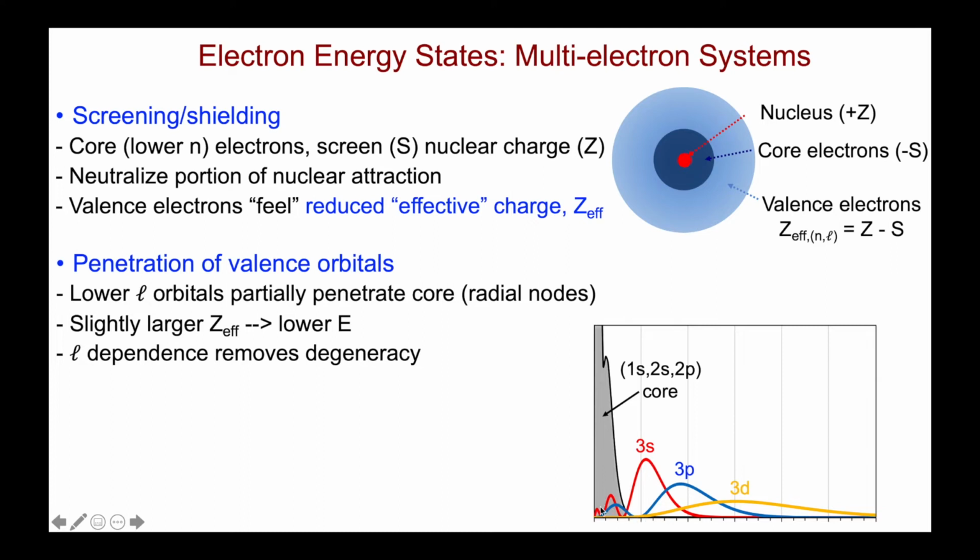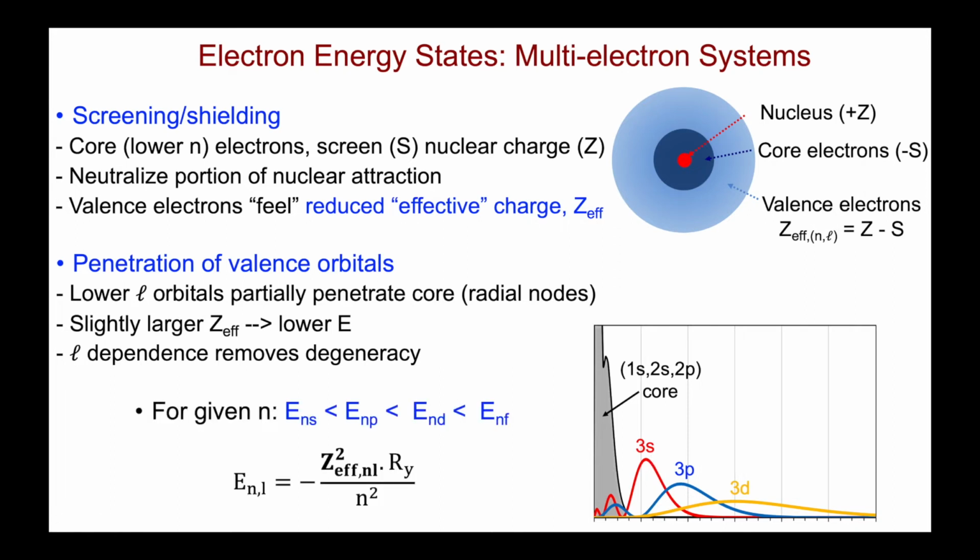It has one radial node. There's some degree of penetration, and therefore it feels slightly reduced shielding compared to a 3d, but nonetheless not as great as the 3s. And so for a given n, the energy of the s orbital is less than the p and less than the d, and if they are allowed, less than the f, due to this partial penetration.